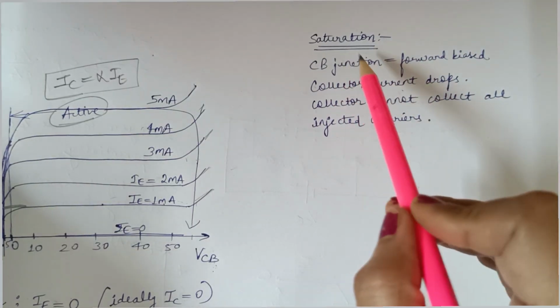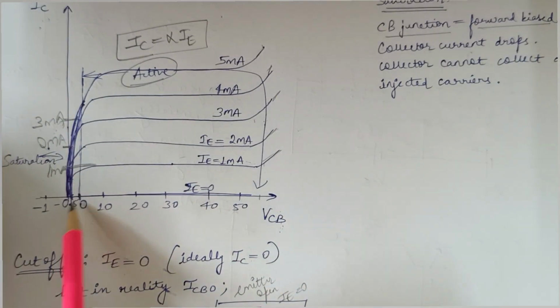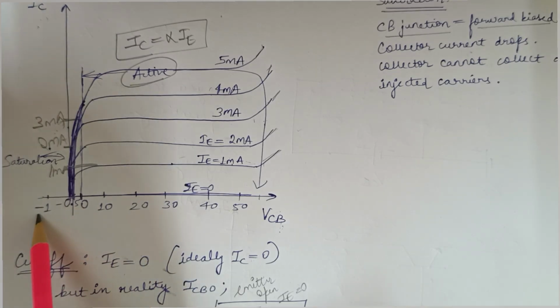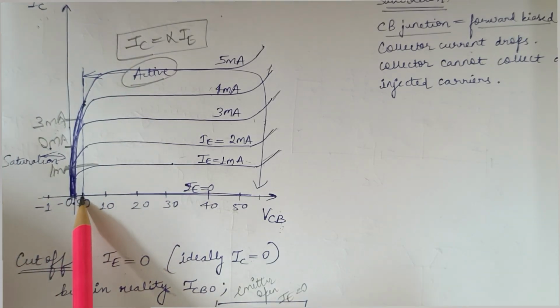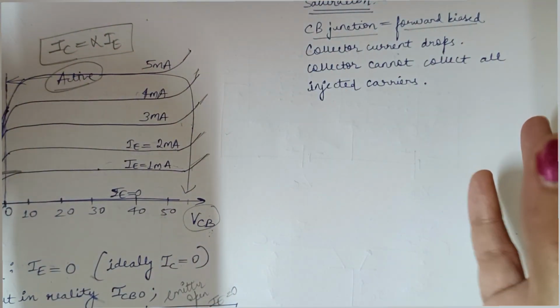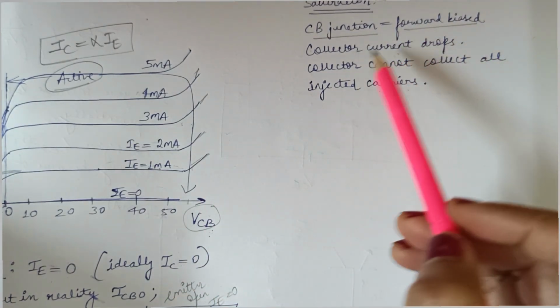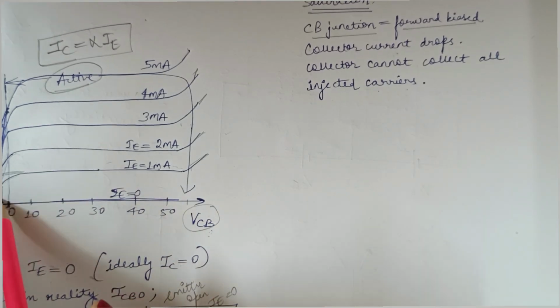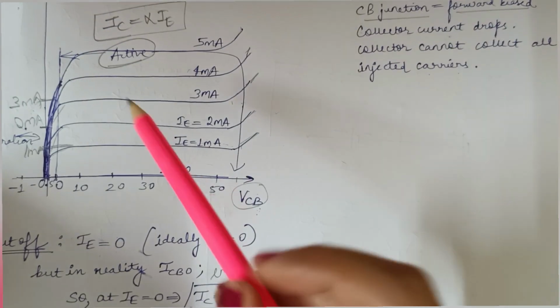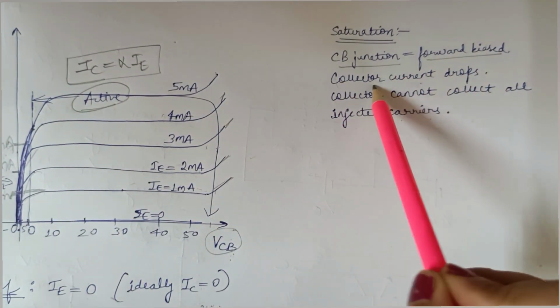Now what about the saturation region? In the saturation region we have the collector base junction forward biased. You can see in the graph that when the voltage VCB is slightly shifted toward the negative side, that is, when you make this junction forward biased instead of reverse biased, then collector will not collect all the carriers. Whatever injected carriers you are passing, it will not collect all of them, so collector current will start to drop. That is our region of operation. So in the saturation region of operation, it will lose its amplification property.